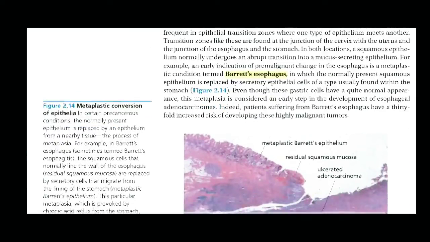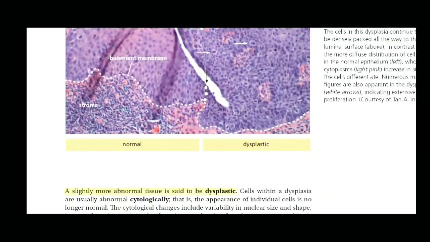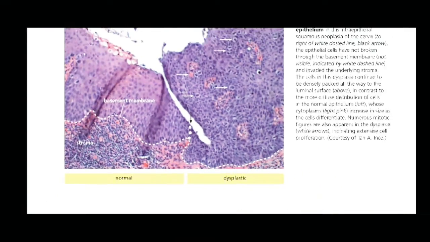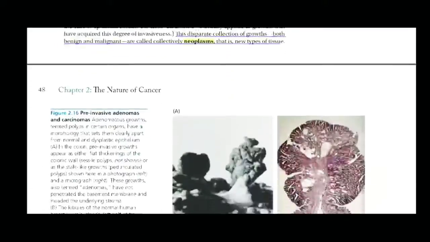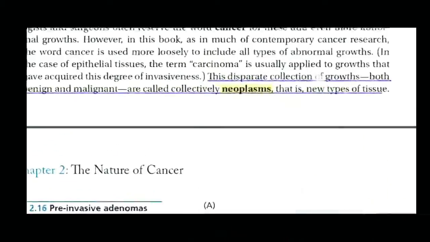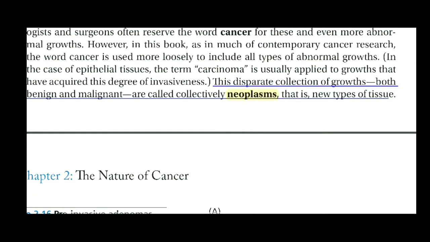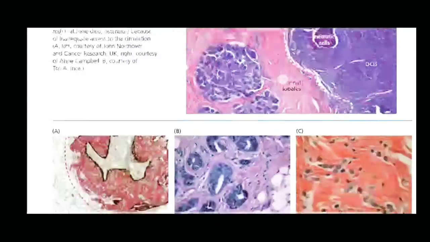Okay, so you can see in this picture the normal versus dysplastic condition cells, how these cells are larger, irregularly arranged with a condensed body of cells. You can see the neoplasm, the disparate collection of growth of both the benign and the malignant. It is a new type of tissue derived from the normal tissue because of the mutations.